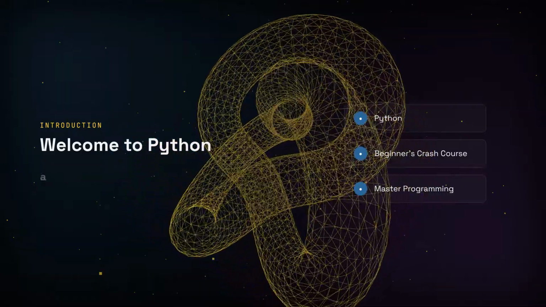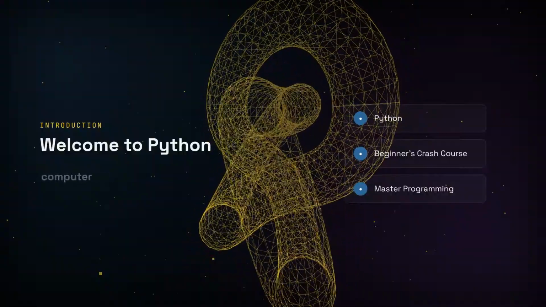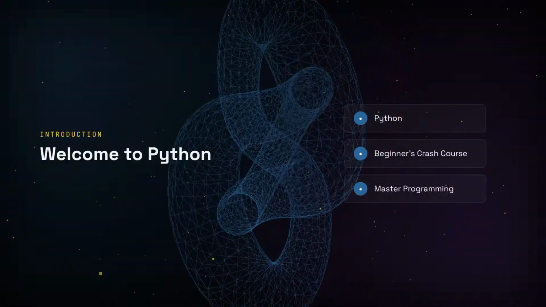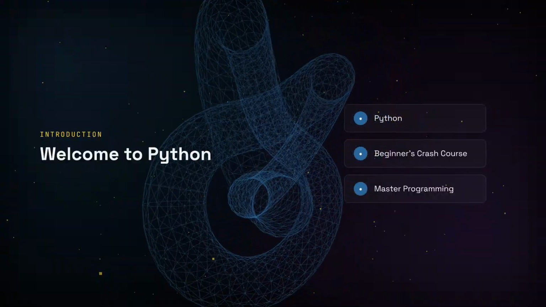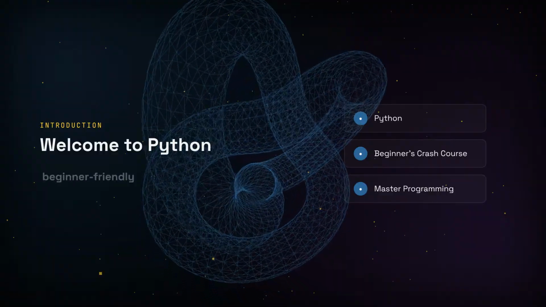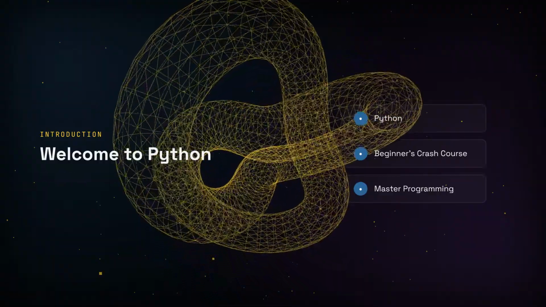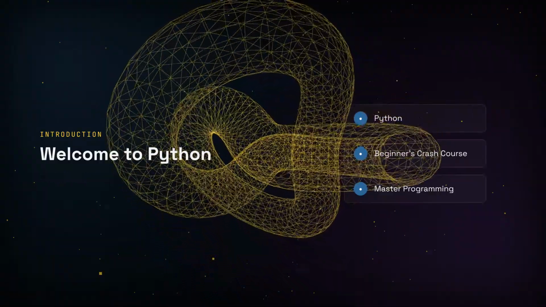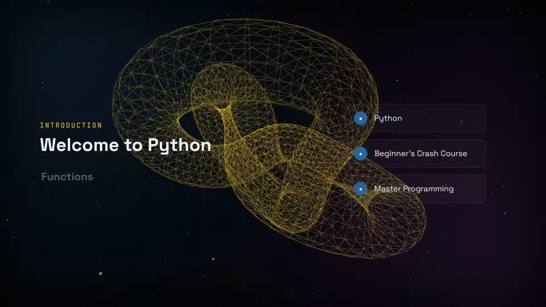But what exactly is a programming language? At its core, programming is simply the art of writing a series of step-by-step instructions that a computer can understand and execute. Today, you will learn Python, the world's most popular and beginner-friendly programming language.